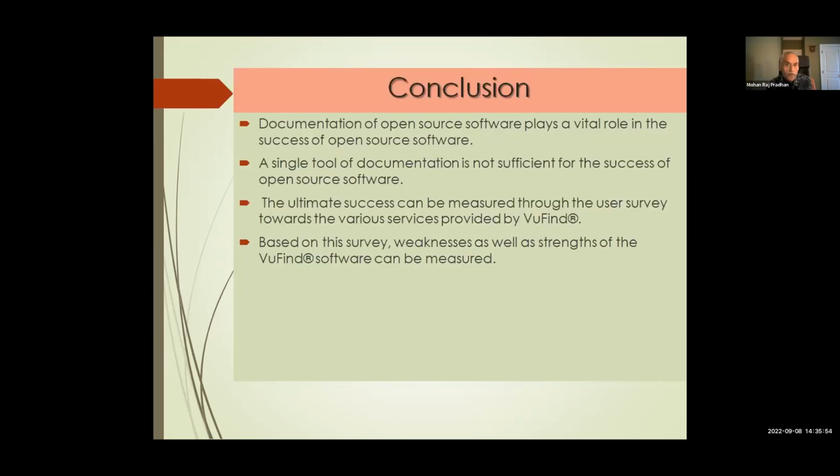Conclusions. Documentation of open source software plays a vital role in the success of open source software. A single tool of documentation is not sufficient for the success of open source software. The ultimate success can be measured through user surveys of the various services provided by VuFind. Based on these surveys, weaknesses as well as strengths of the VuFind software can be measured, and then further planning can be done to fill up this gap.